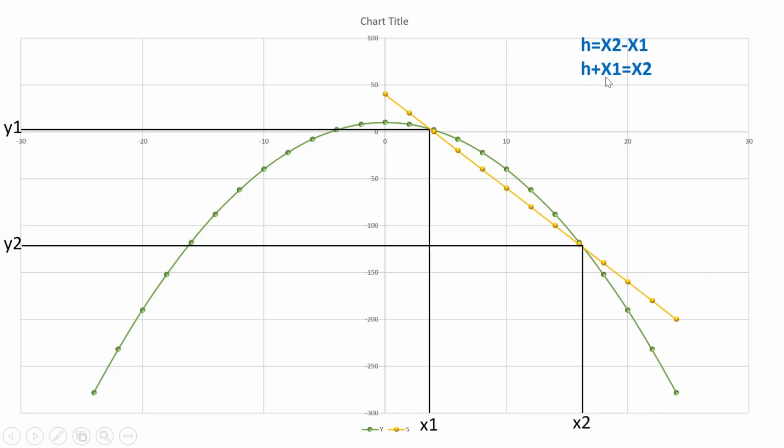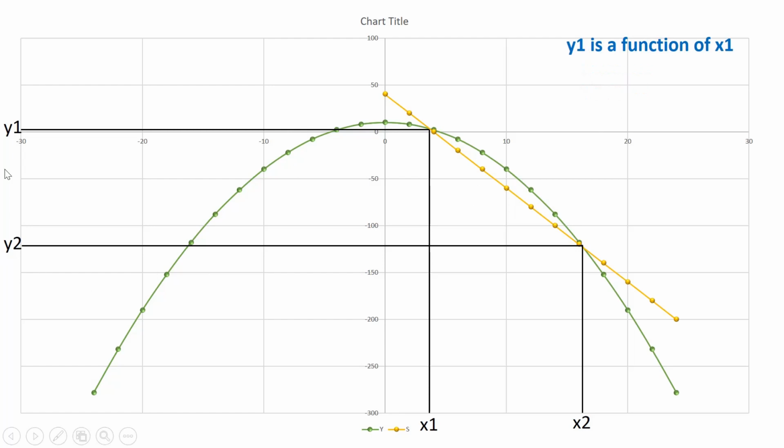I can do rearrangement of the first part to get h plus x1 equals x2. And finally, I can say that x2 is equal to x1 plus h. Let's keep this in mind because as we proceed, we are going to substitute in x2 with this relation.